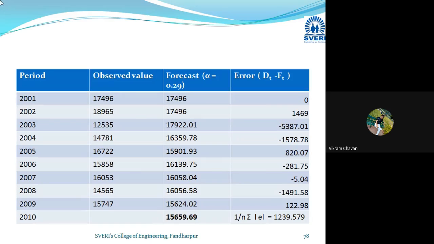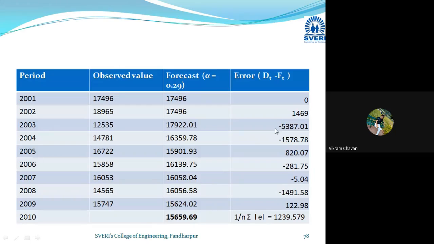Okay, are you getting the same value or a different value? 17,922. 17,922.01. Same. Sunil is saying same value.